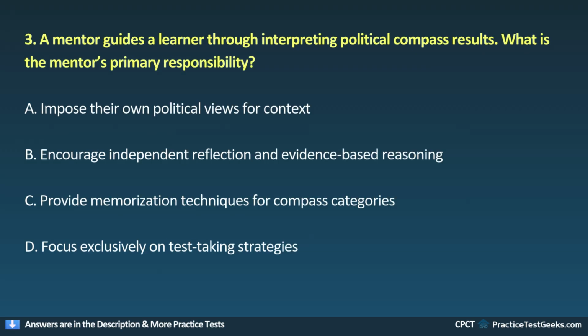3. A mentor guides a learner through interpreting political compass results. What is the mentor's primary responsibility? A. Impose their own political views for context. B. Encourage independent reflection and evidence-based reasoning. C. Provide memorization techniques for compass categories. D. Focus exclusively on test-taking strategies.